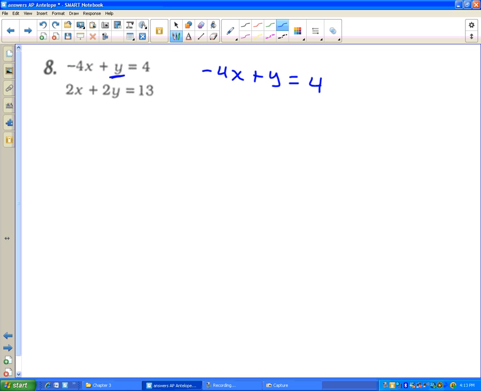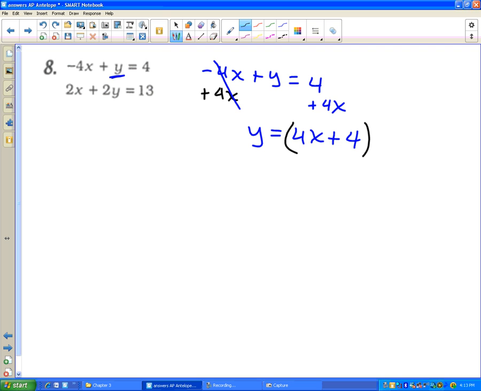I'm going to get rid of this negative 4x by adding 4x to both sides of my equation. Y is equal to 4x plus 4. This is what y is equal to. It's equal to 4x plus 4.